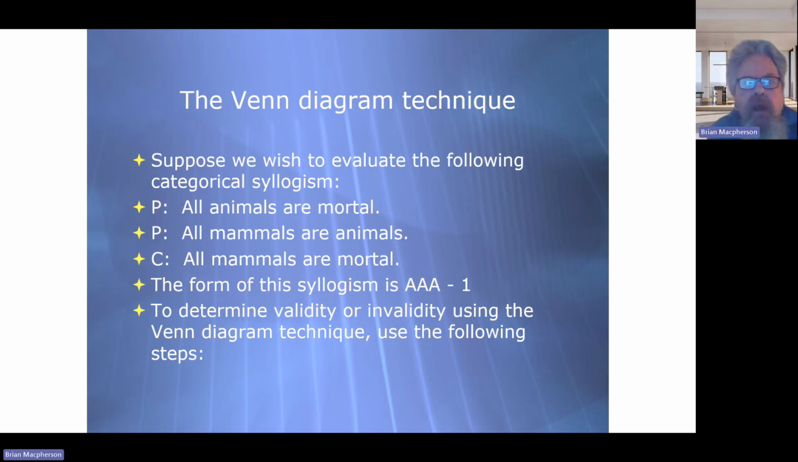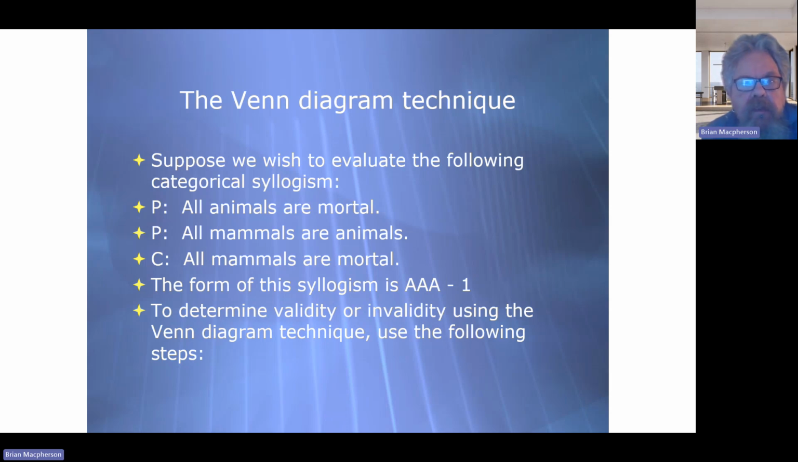Okay, so suppose I want to evaluate the following categorical syllogism. Premise: all animals are mortal. Premise: all mammals are animals. And the conclusion is: all mammals are mortal. Notice that the middle term is animals, and it's a diagonal in the direction facing my left. And so it is a figure one syllogism, and all three propositions are A's. So it's A dash one.